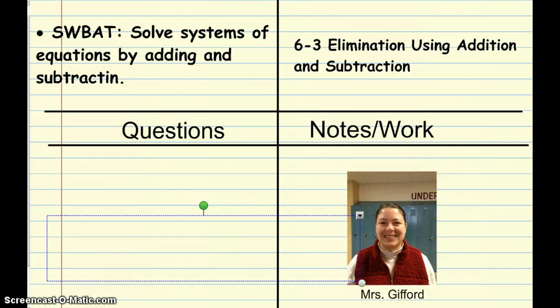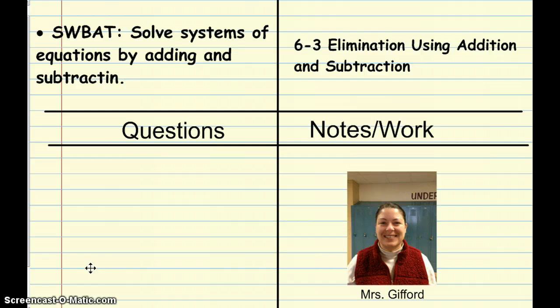Hi everyone, Mrs. Gifford here, and this lesson is all about elimination using addition and subtraction. After this lesson, you will be able to solve systems of equations by adding and subtracting.